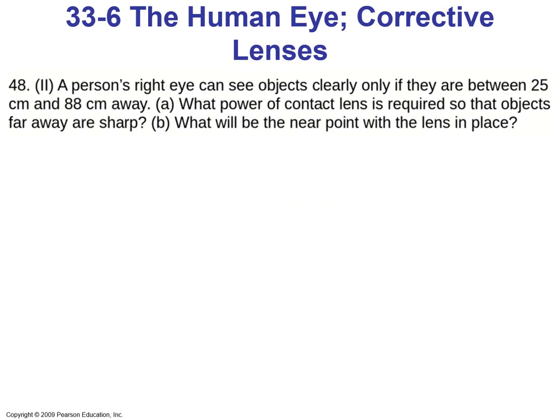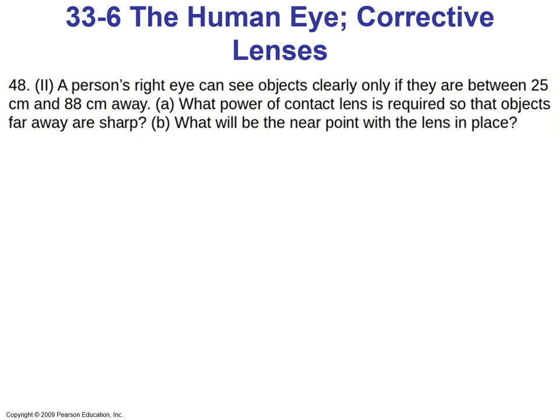Let's look at problem number 48 in the book as an example. A person's right eye can see objects clearly only if they are between 25 centimeters and 88 centimeters away. A asks what power of contact lens is required so that objects far away are sharpened. And B asks what will be the near point with the lens in place.